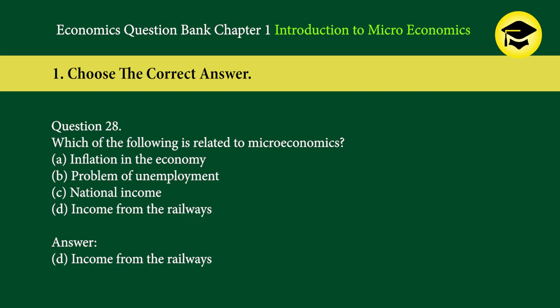Question 28. Which of the following is related to microeconomics? A. Inflation in the economy. B. Problem of unemployment. C. National income. D. Income from the railways. Answer D. Income from the railways.